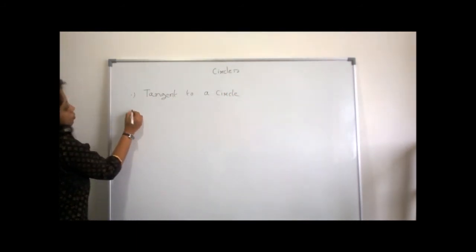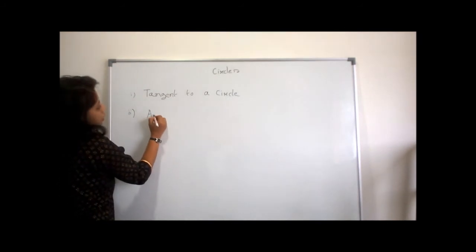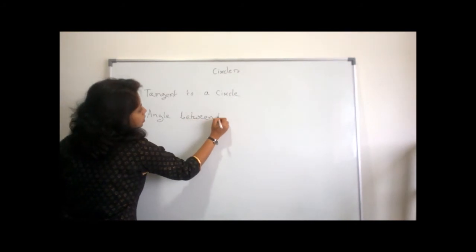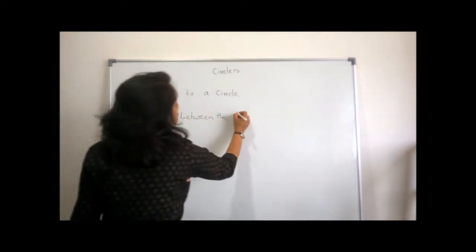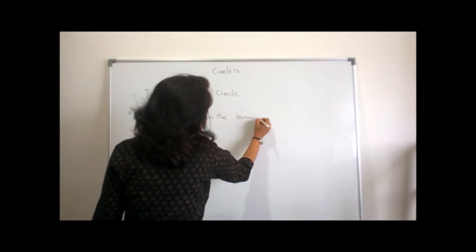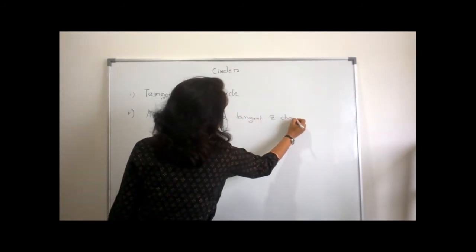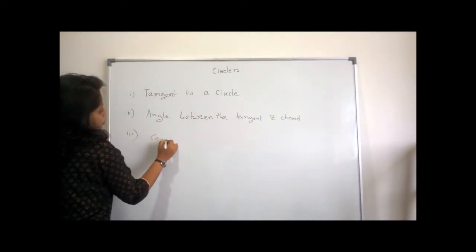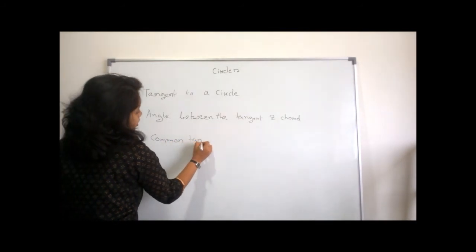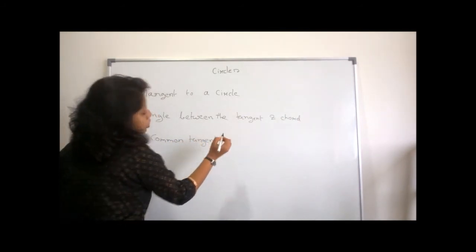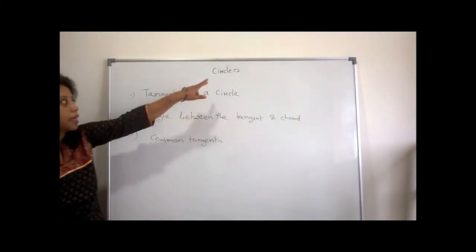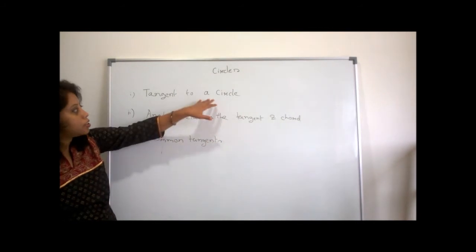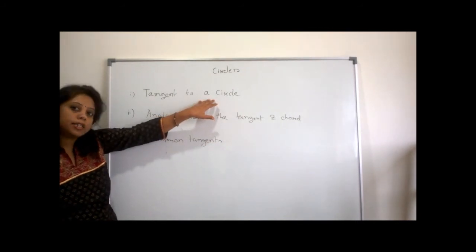The next topic will be the angle between the tangent and chord, and the third one is the common tangents. So in this chapter of circles we will emphasize only these topics. So the first topic is the tangent to a circle.